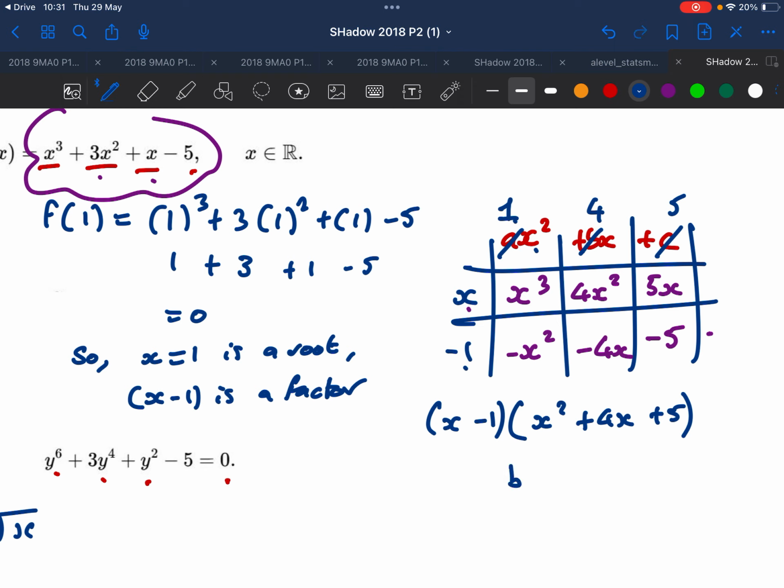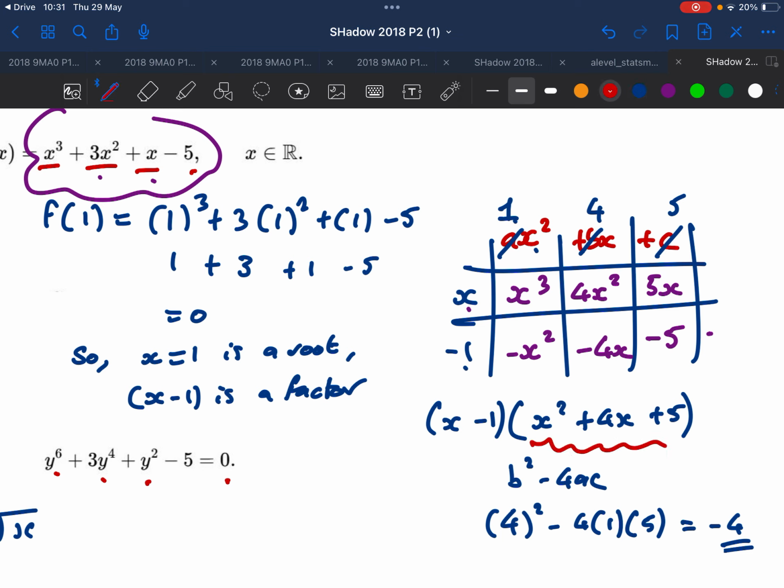And if we do our discriminant, so that's 4 squared minus 4 lots of 1 times 5, you're going to see here that you get a minus number, because you get 16 minus 20, don't you? That tells you, in other words, that this bit's not really going to go anywhere. It doesn't give you any roots. So it's only the x minus 1 part that's going to give you any roots. So that's kind of important for us to keep an eye on a little bit later.